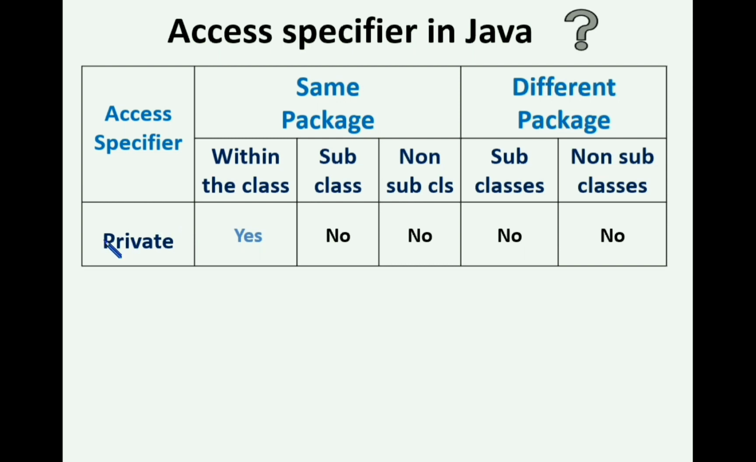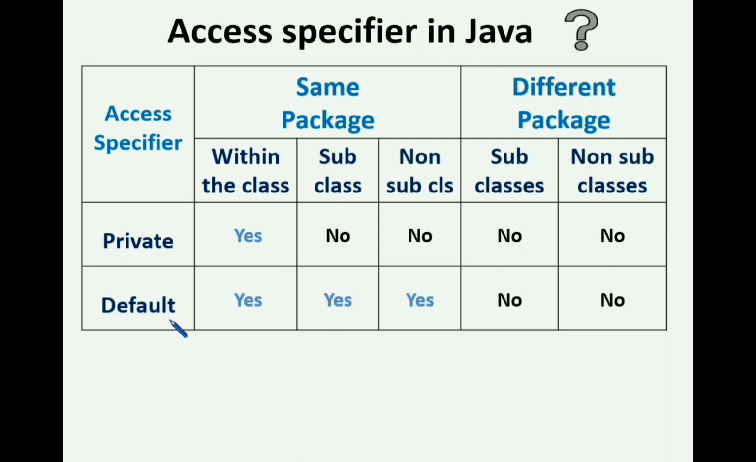The first access specifier is private, which is accessible only within the class. Though the subclass and non-subclass are present in the same package, this private member can't be accessed. Similarly, different packages can't access this private member.